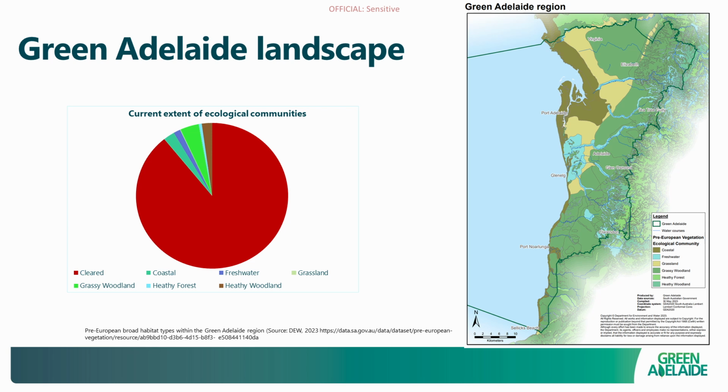The map on the right shows the broad habitat types that were found in pre-European times in the Green Adelaide region. As you can see, roughly 50% of it was grassland or grassy woodlands. There's obviously a significant freshwater system to the west of the CBD, lots of coastal vegetation, and obviously it gets more wooded towards the hills. Now, the Adelaide Plains and the Mount Lofty Ranges together are considered a biodiversity hotspot. They're only one of 15 hotspots throughout Australia.